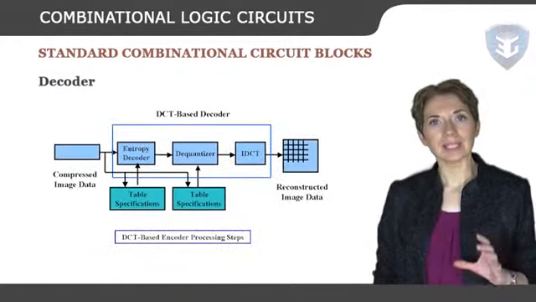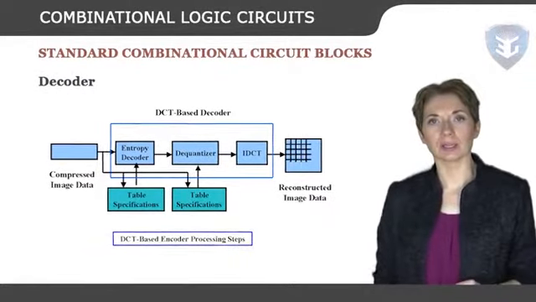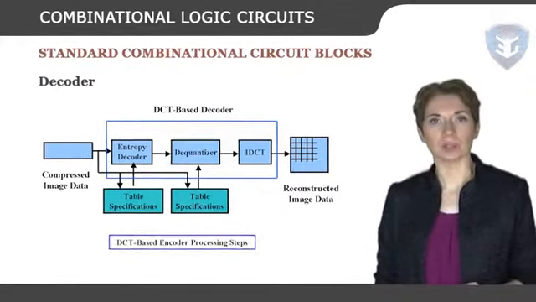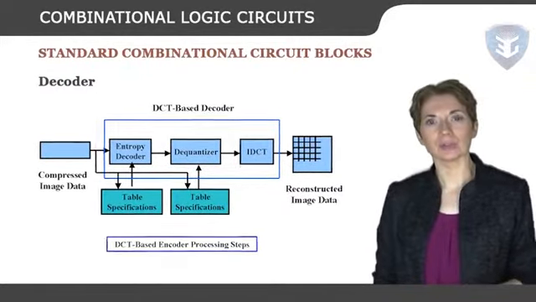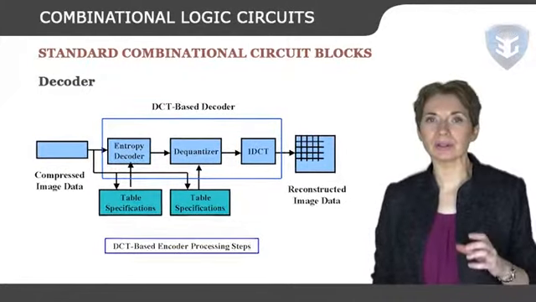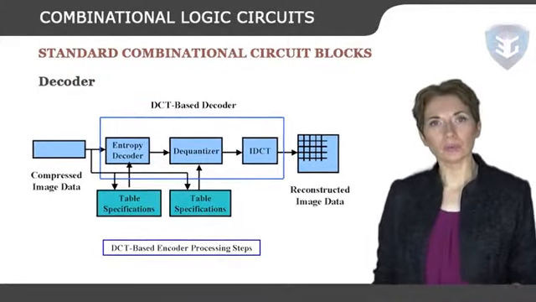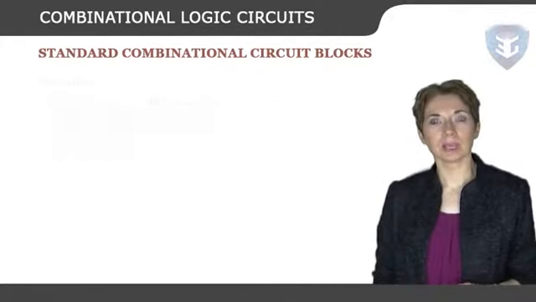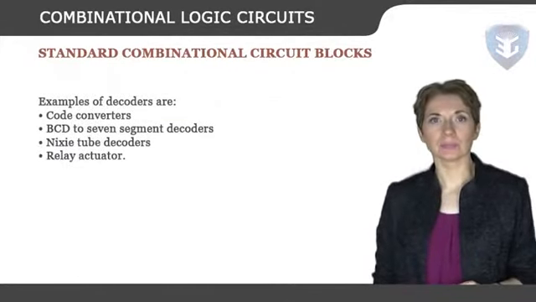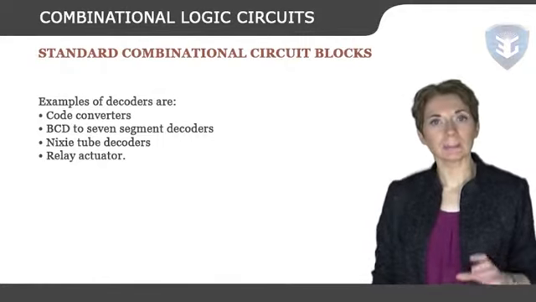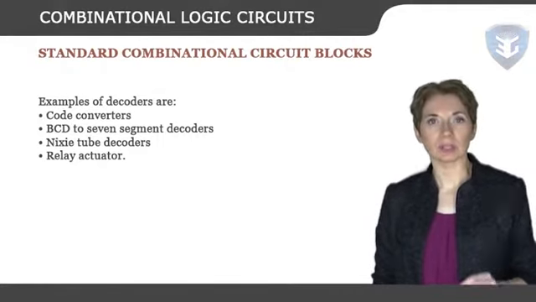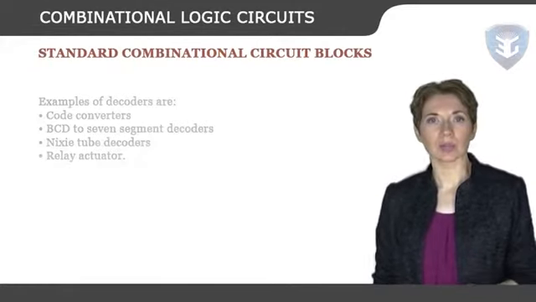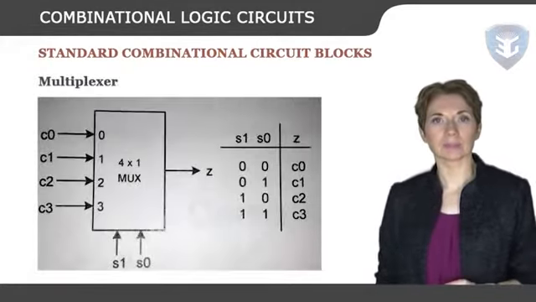Decoder. A decoder is a combinational circuit. It has n inputs and to a maximum of 2^n outputs. A decoder is identical to a demultiplexer without any data input. It performs operations which are exactly opposite to those of an encoder. Examples of decoders are code converters, BCD to 7-segment decoders, Nixie tube decoders, and relay actuator.